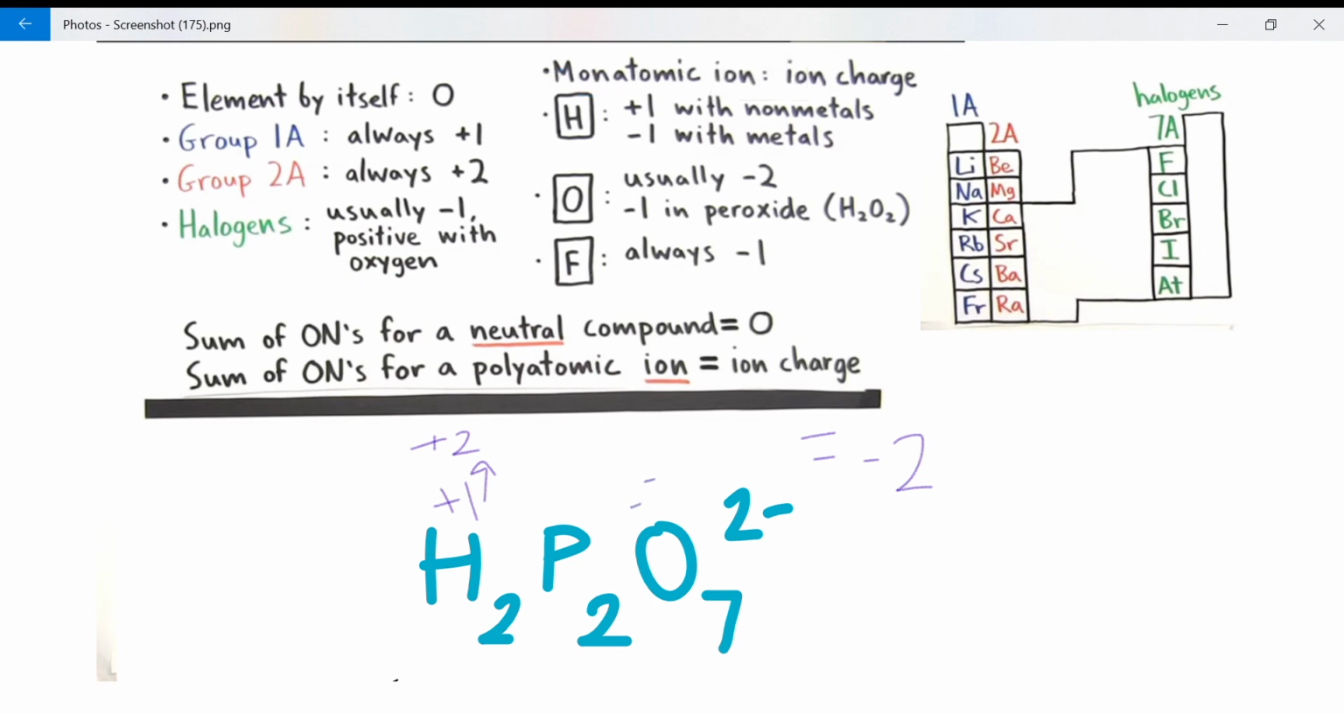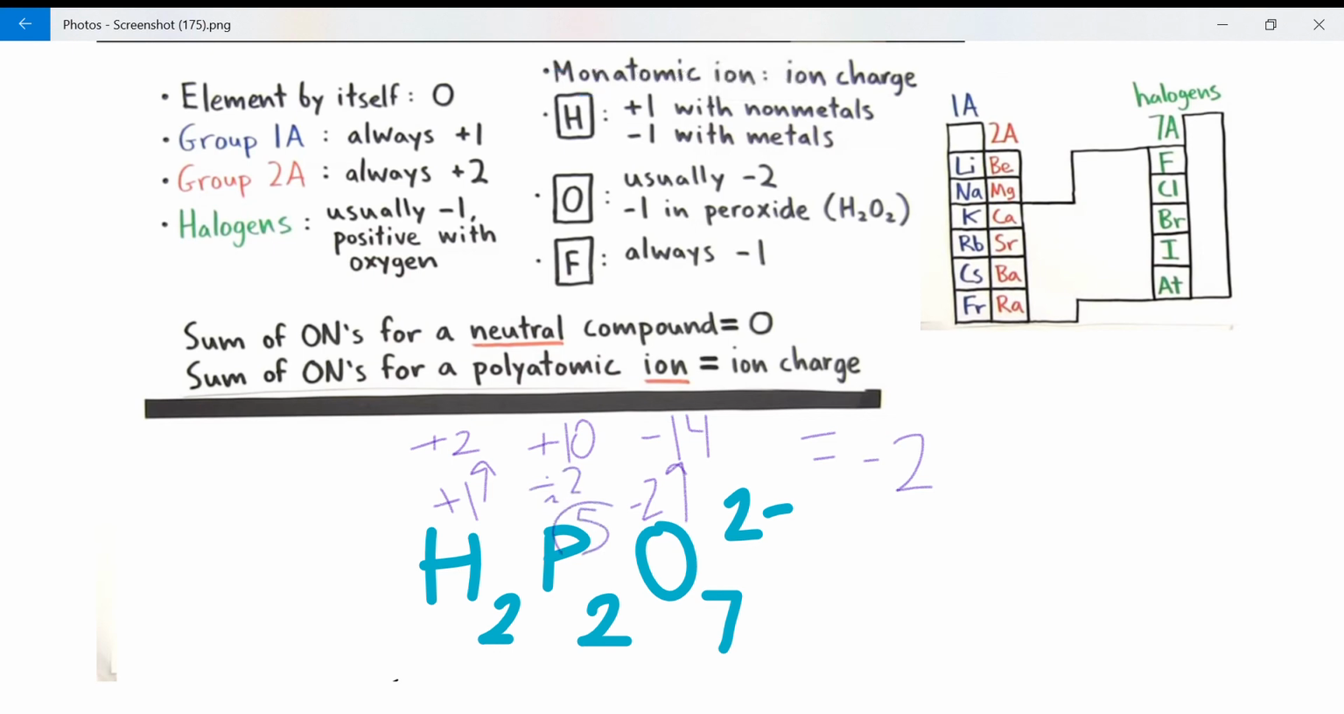So -2 times 7 is -14. That's kind of big. So we have +2 plus something, -14, equals -2. Do some mental math and we can figure out that phosphorus is +10. 2 plus 10 is 12, minus 14 is -2. But we didn't figure out the oxidation number for one phosphorus, just two. So divide that by 2, and it equals 5.